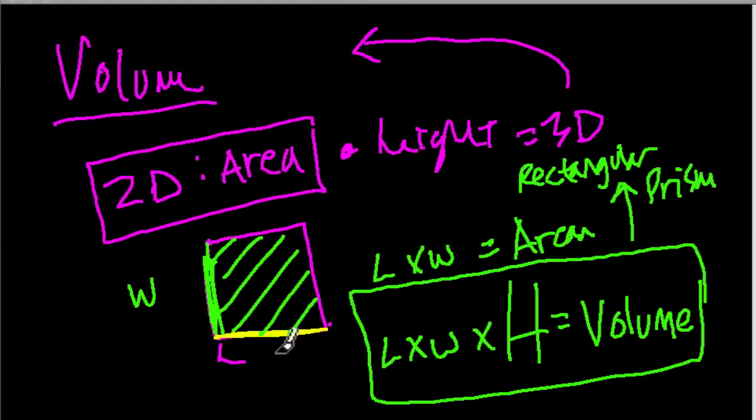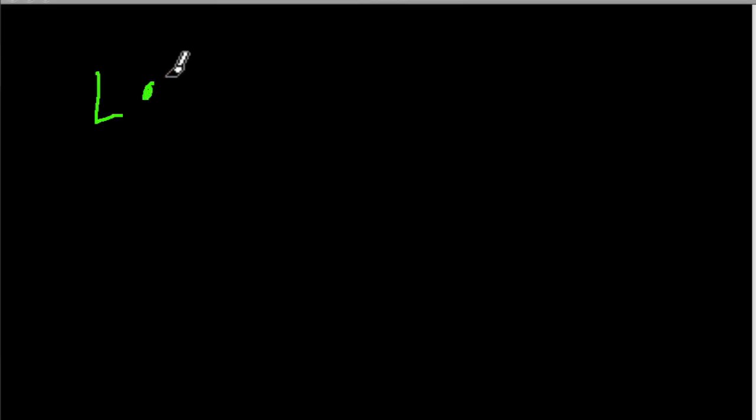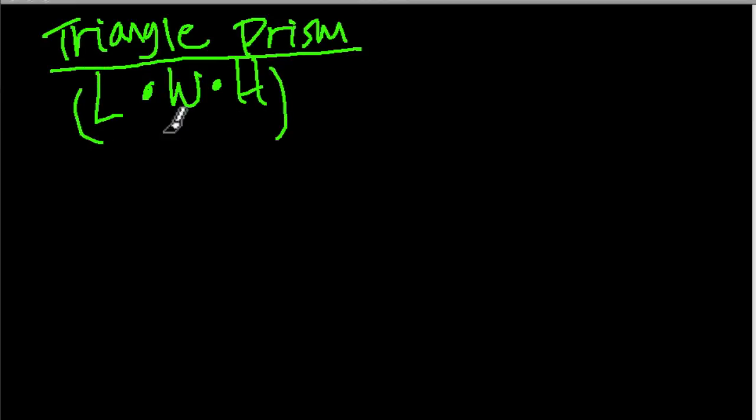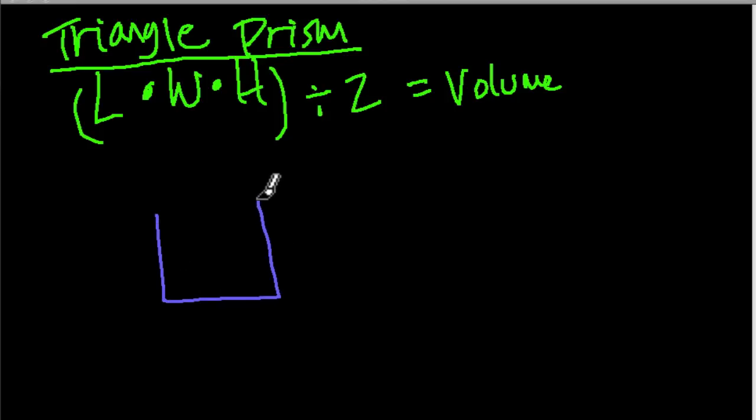Now, if you want to find the volume of a triangular prism, all you really do is take the length times the width times the height. This is for a triangular prism. I'm going to write triangle prism because I get really tired of writing triangular over and over again. So length times width times height, all that stuff, and I cut it in half. I divide by two. And that equals the volume of a triangular prism. And I'll show you a picture of this, but the idea connects back to our fun rectangles and our triangles.